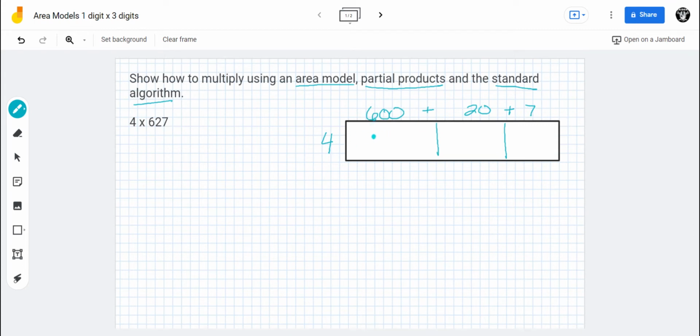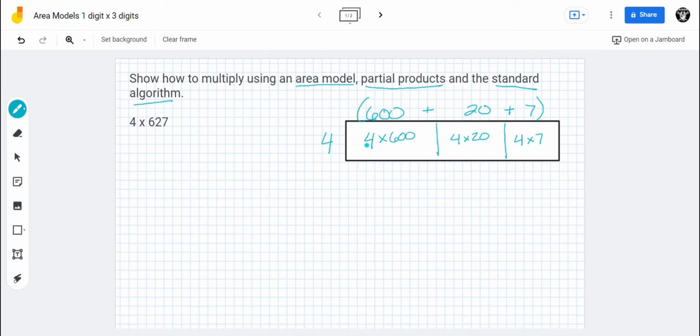So in this box, we have 4 times 600. And over here we have 4 times 20 for our area model. And finally, we have 4 times 7. Now, this is just another way to show you how the distributive property works, right? So it's 4 times 600 plus 20 plus 7. That would be in parentheses if we were using the distributive property, just like that. And we're breaking it up into each of its individual pieces and multiplying each one out.